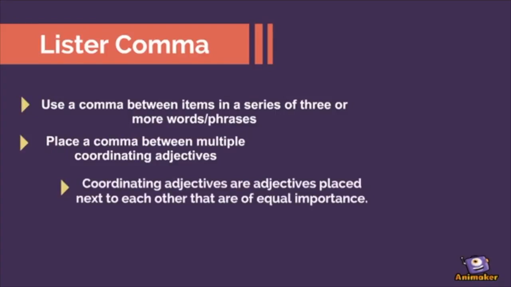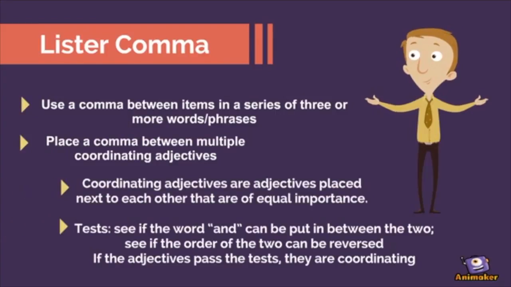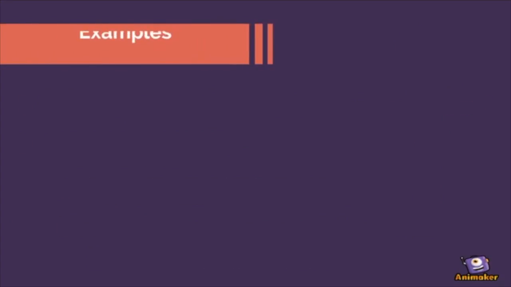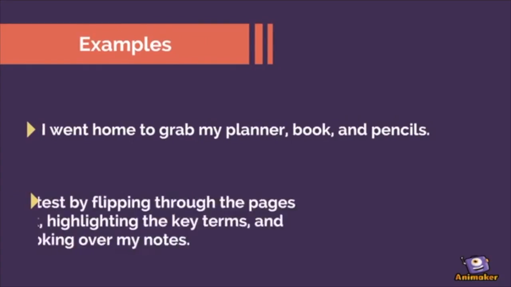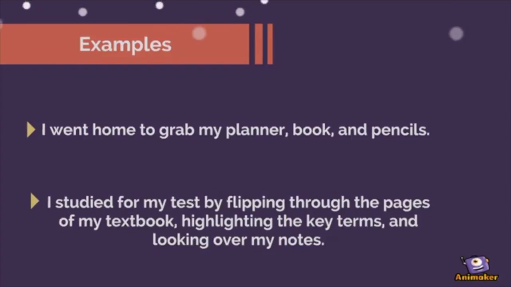You can test if they are coordinating by placing "and" between them, or flipping the order and seeing if the sentence still makes sense. For example, you would say, "I went home to grab my planner, book, and pencils" when you went home from school. You would also say that you studied for your test by flipping through the pages of your textbook, highlighting the key terms, and looking over your notes.